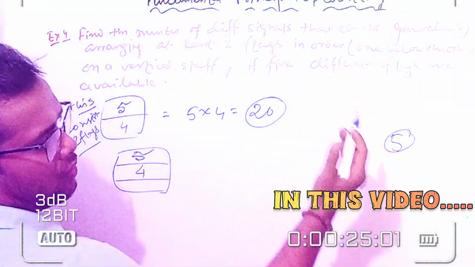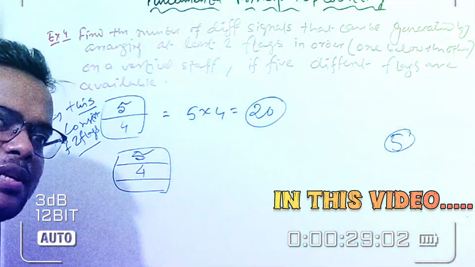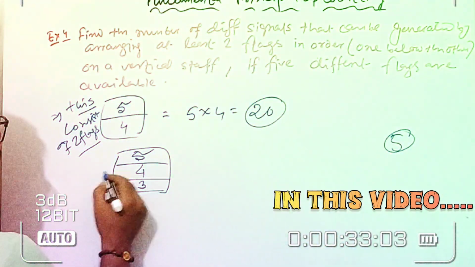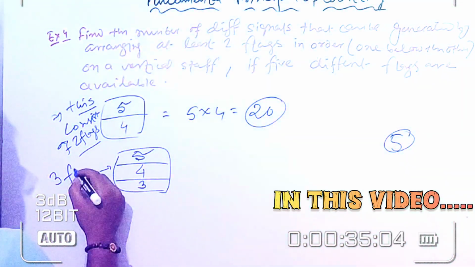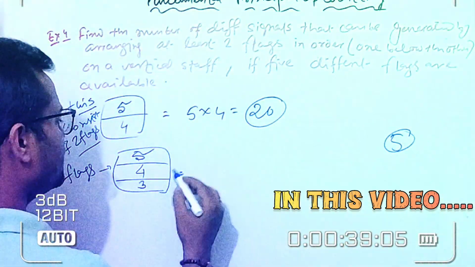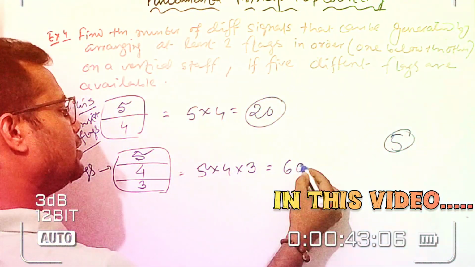If we take 1 flag from 4, there are only 3 flags. So 3 flags can be chosen in 3 different ways. So here this signal consists of 3 flags. The possible outcome is 5 into 4 into 3. That means 20 into 3 is 60.